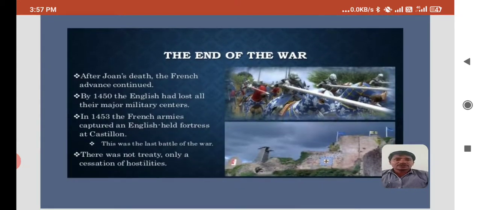After John's death, the French advance continued. By 1450, the English had lost all their major military centers. In 1453, the French armies captured an English-held fortress and castle. This was the last battle of the war.